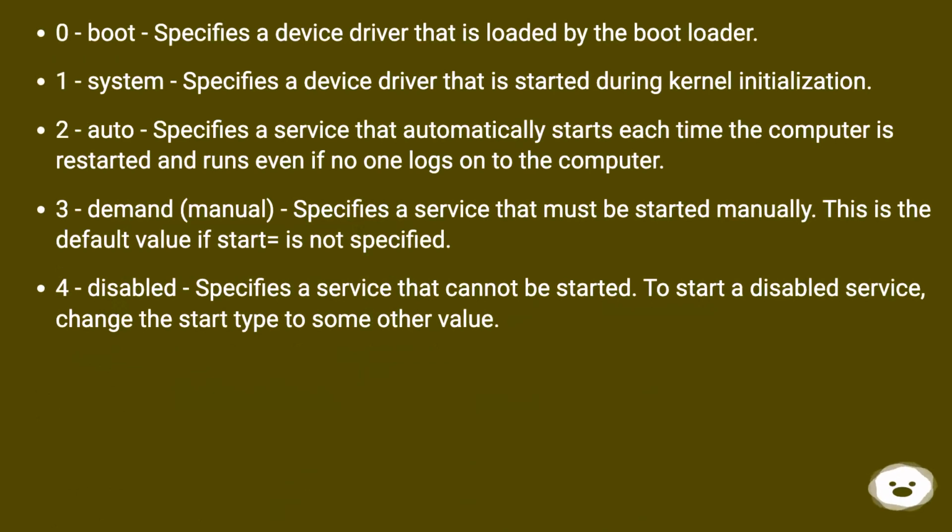0. Boot specifies a device driver that is loaded by the bootloader. 1. System specifies a device driver that is started during kernel initialization. 2. Auto specifies a service that automatically starts each time the computer is restarted and runs even if no one logs onto the computer. 3. Demand, manual, specifies a service that must be started manually. This is the default value if Start is not specified. 4. Disabled specifies a service that cannot be started. To start a disabled service, change the start type to some other value.